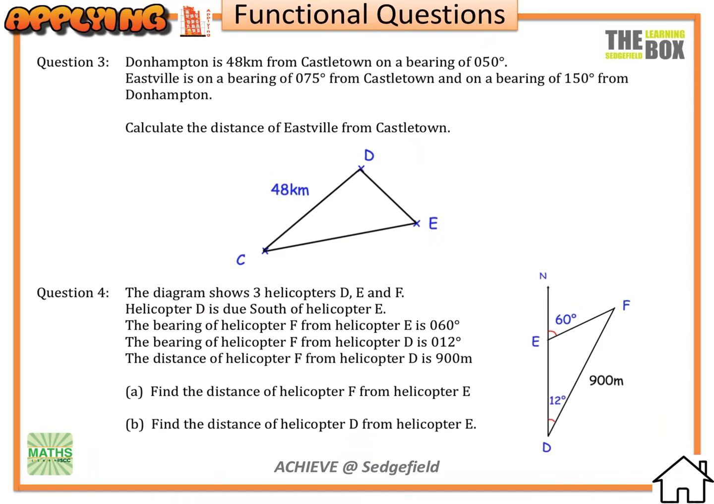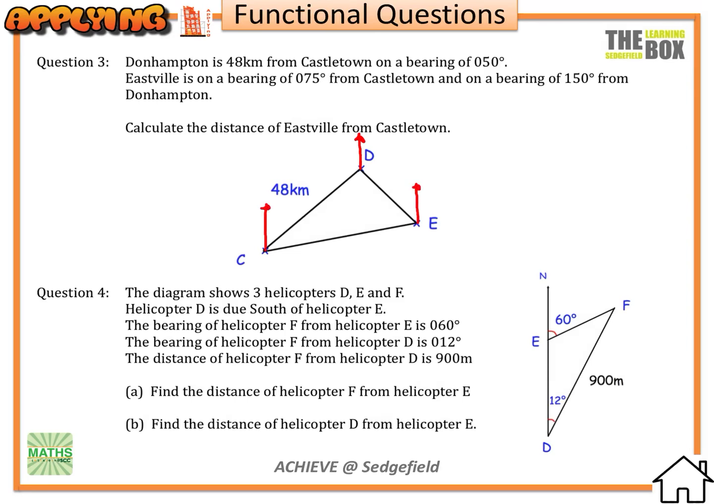Okay, so it says Donhampton is 48 kilometres from Castletown on a bearing of 050. Eastville is on a bearing of 075 from Castletown and on a bearing of 150 from Donhampton. So calculate the distance of Eastville from Castletown. So what we need to do is put in some north lines. Okay, so here are some north lines.